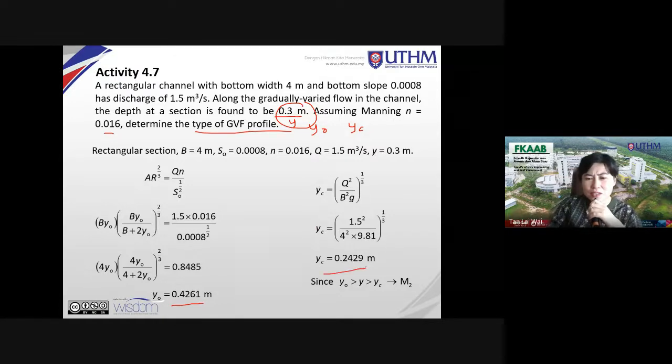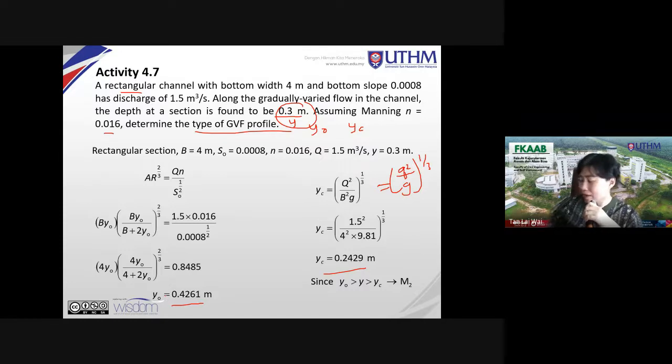You can use the formula, this one also, it doesn't matter. But anyhow, you also have to have Q divided by B to get discharge over unit width, right? Okay. Because it's rectangular, I can use this formula, right? So, dah dapat YC.